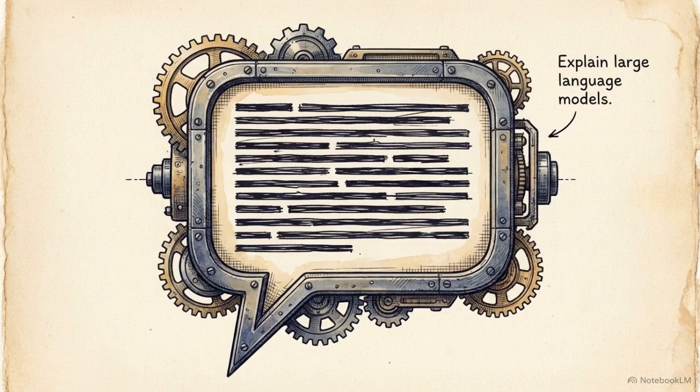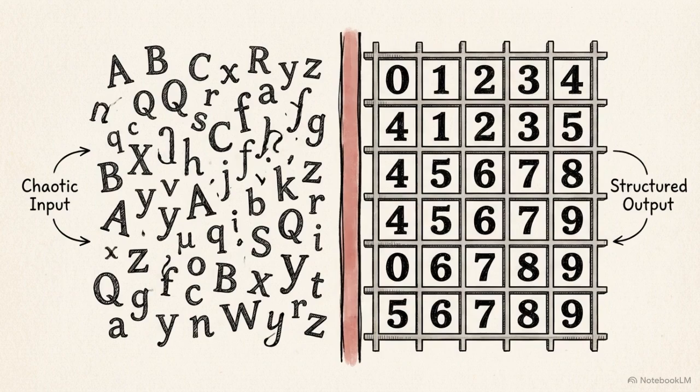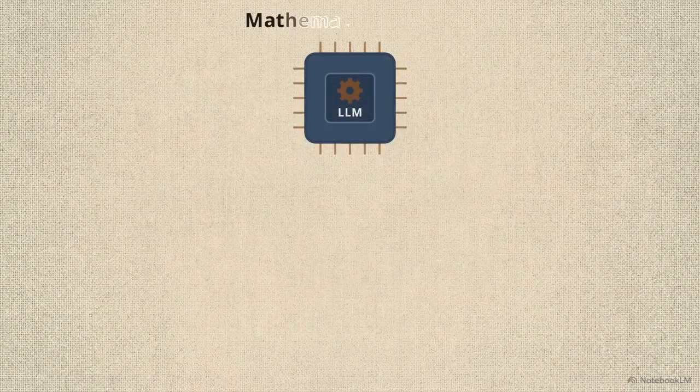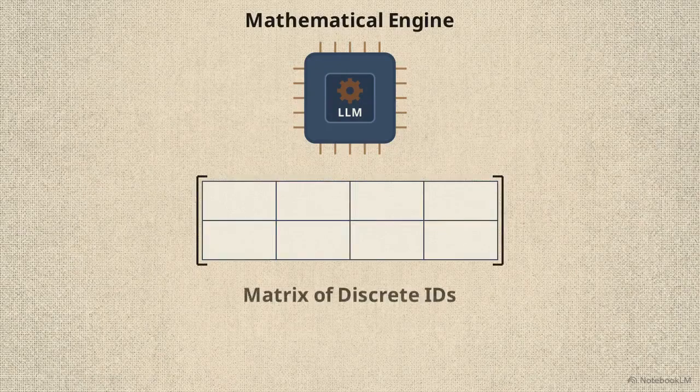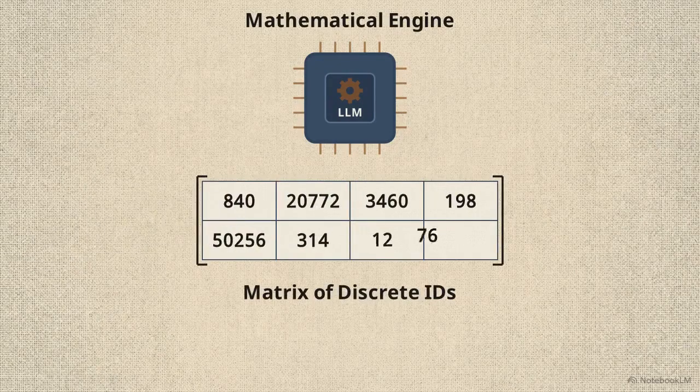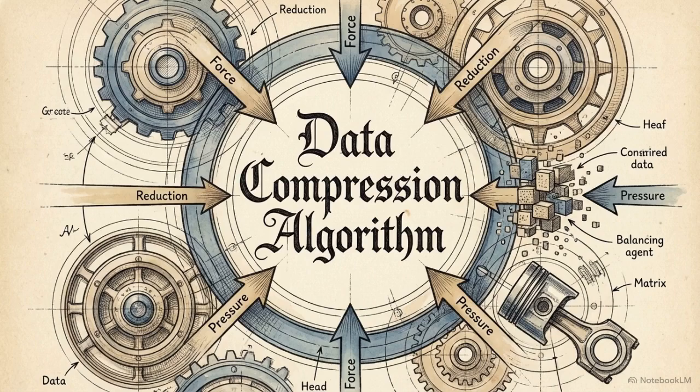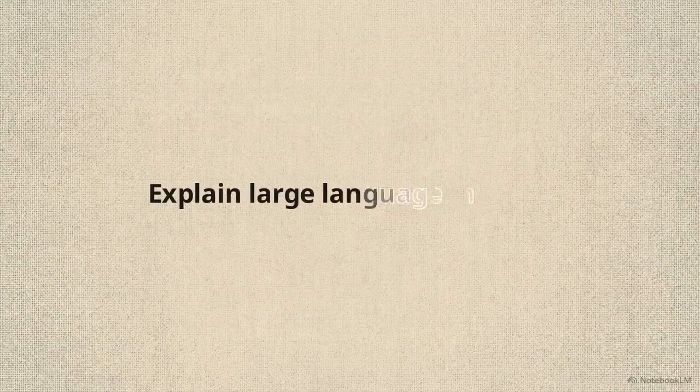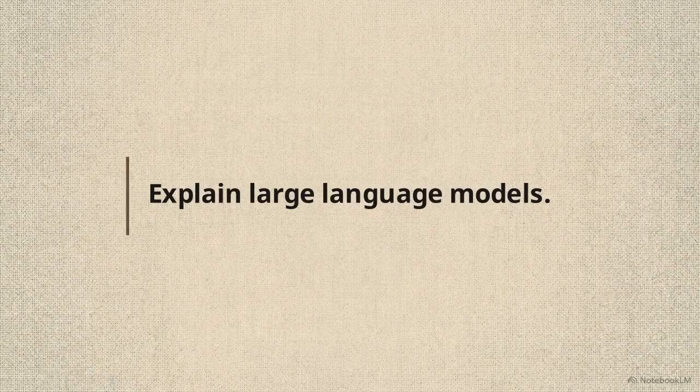We begin our trace with a standard user prompt. Explain large language models. Neural networks cannot read raw alphabet characters or strings. Because they are mathematical engines, they require their inputs to be matrices of discrete numerical IDs. To translate our text, we use an algorithm called byte pair encoding, or BPE. BPE is a data compression technique that fractures words into frequent, recurring subword patterns.